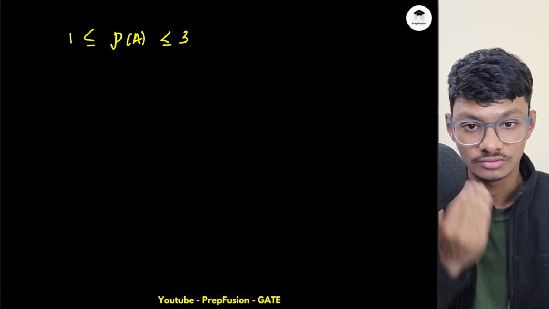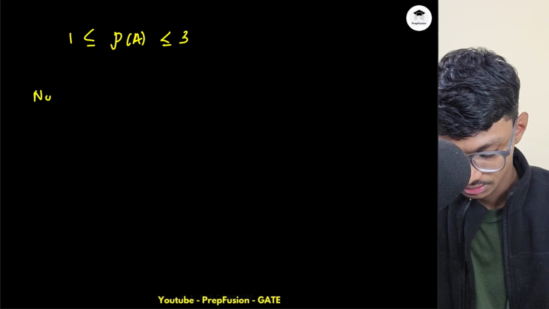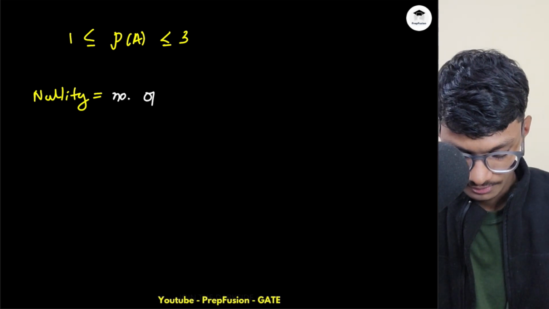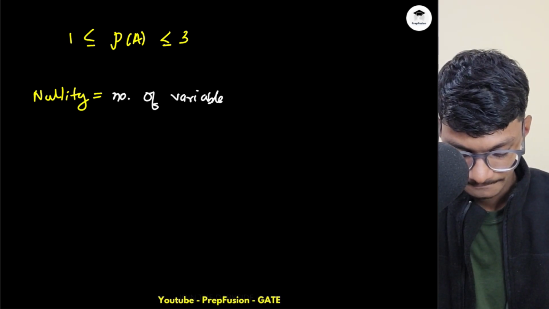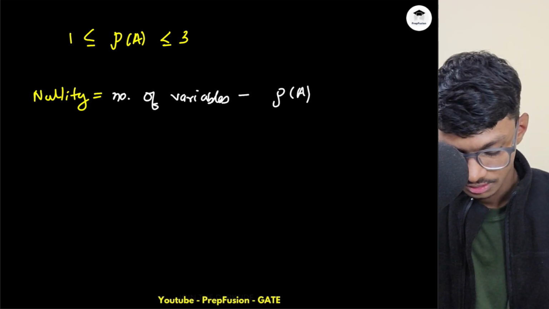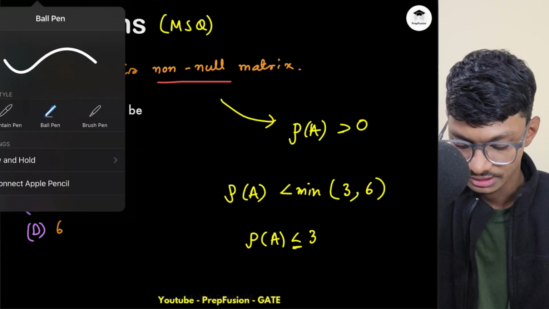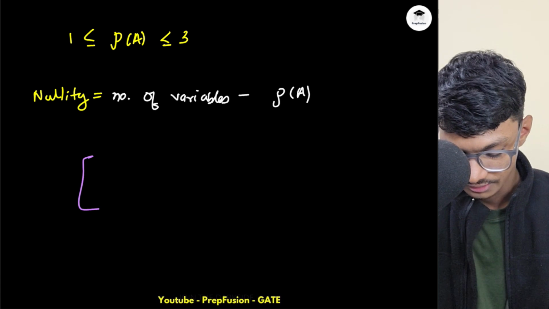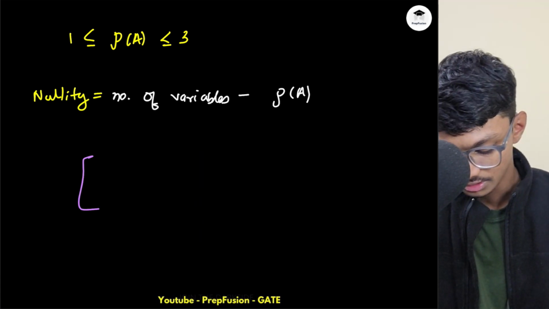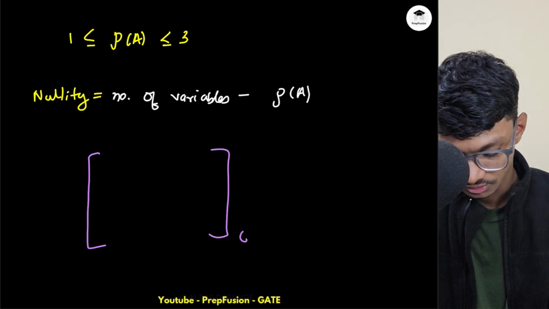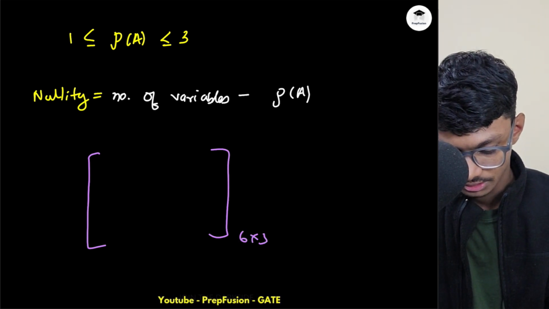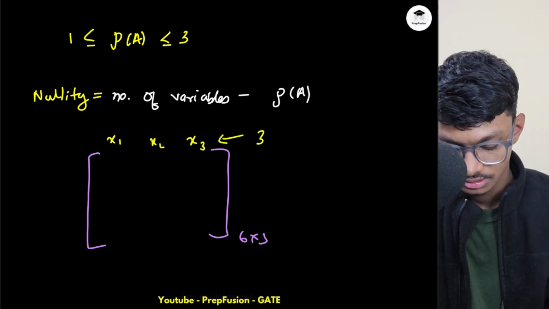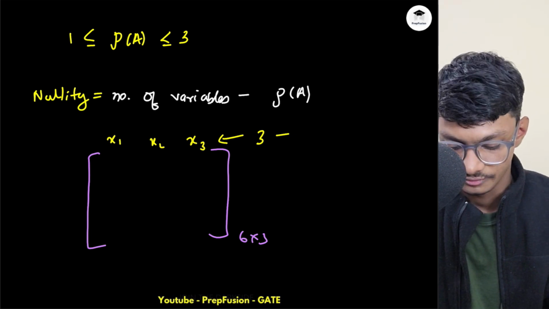Now what is the definition of nullity? Nullity is the number of variables minus rank of A. So here, how many variables are there? They are saying there are 3 columns, which means they are arranging their variables in column format. We generally arrange like that only. So this is 6 cross 3, and this will be x1, x2 and x3. So 3 variables, and rank varies within this range.